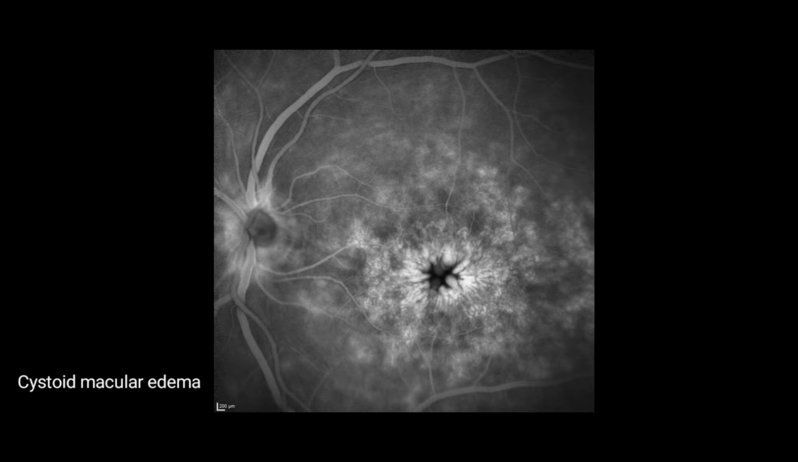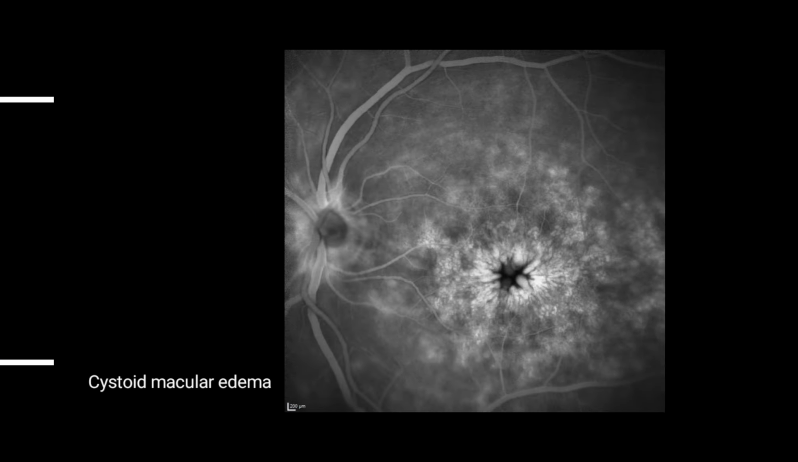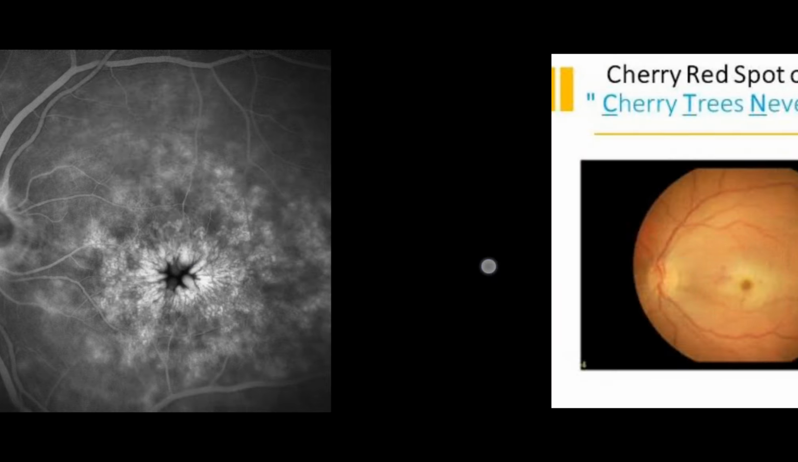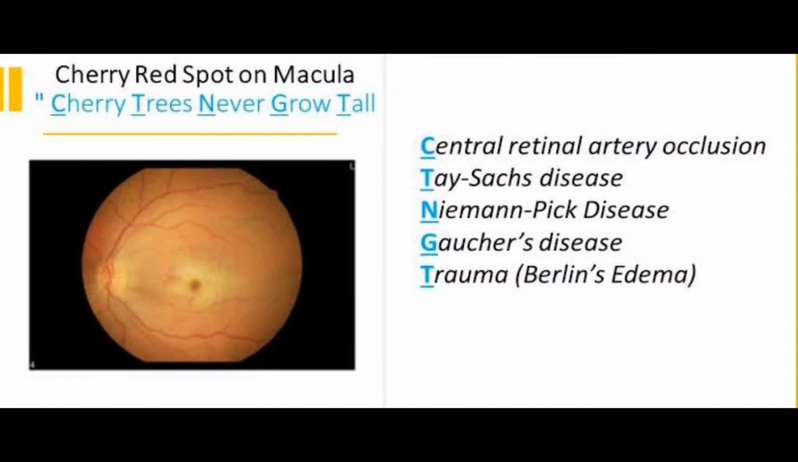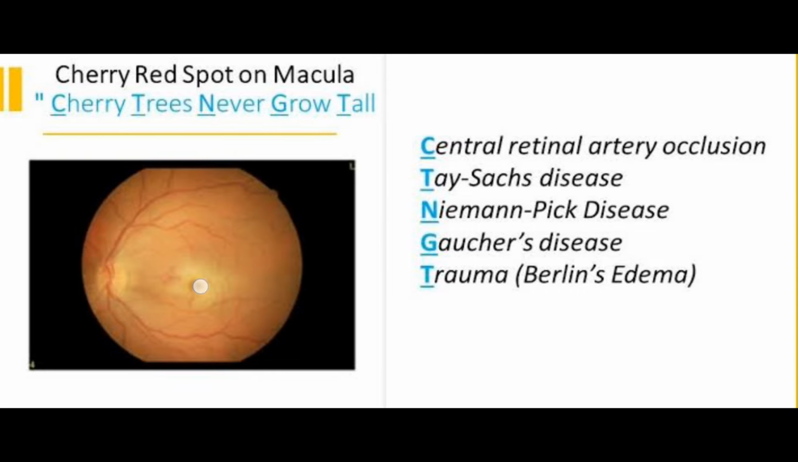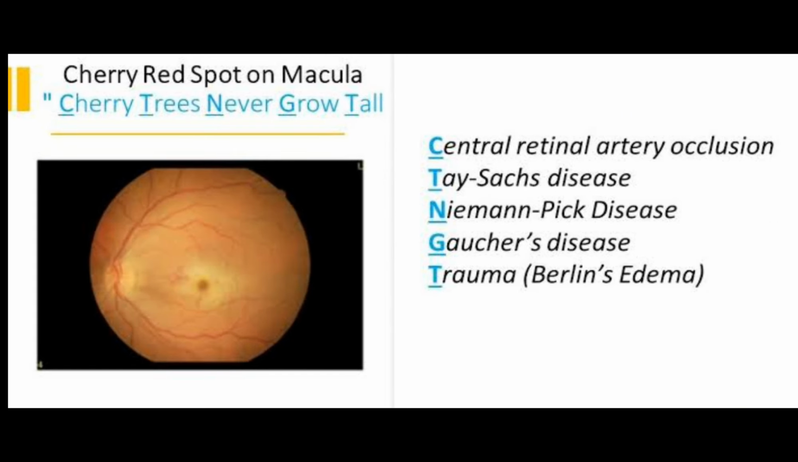Then this is the fundus image. In the fundus image, what is shown? Cystoid macular edema. Here also, petaloid appearance. And cherry red spot. Here it is the optic disc, and on the macula there is a reddish spot. It is known as cherry red spot. Cherry red spot is seen in many conditions.